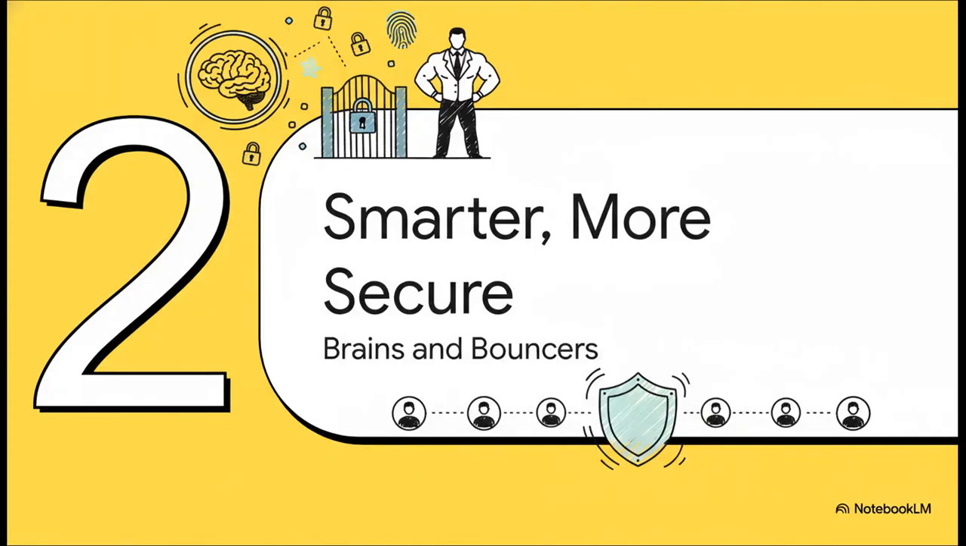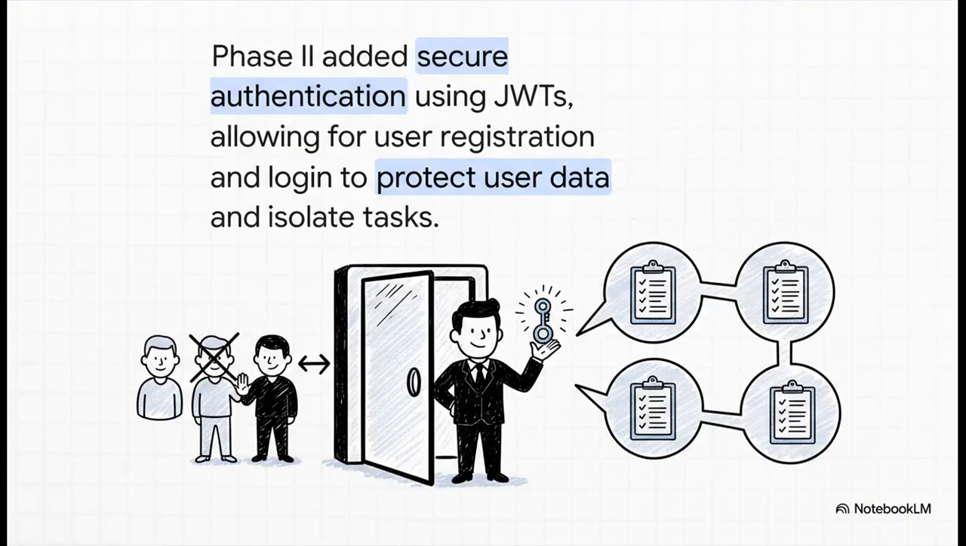You know, the first real test for any application is when it has to deal with more than just one person. And that's where it needs to get smart. It needs to add some brains, and it definitely needs some bouncers at the door. Phase 2 is all about hiring those bouncers. This means adding secure authentication using something called JWTs, or JSON Web Tokens. Just think of them as a digital keycard. The moment you log in, you're handed a unique token that proves who you are, making sure your to-do list stays yours and nobody else can see it.